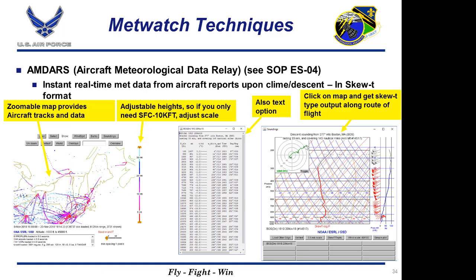The Aircraft Meteorological Data Relay, or AMDARS, data can also be a great MetWatch tool. It provides real-time output from aircraft in an easy-to-read SKUT format, as well as text readouts. They can be very useful in the ongoing VIV process and to verify how the atmosphere is changing so you can compare it to forecast soundings for accuracy.